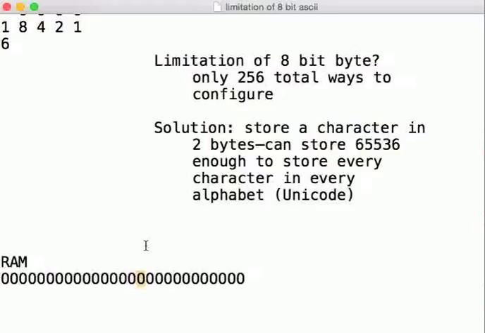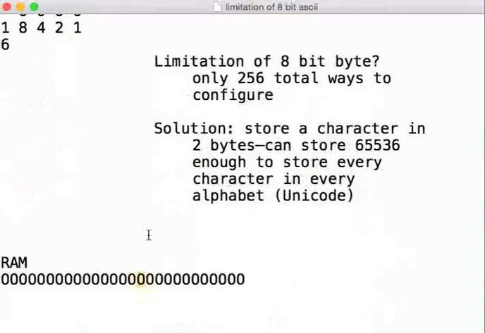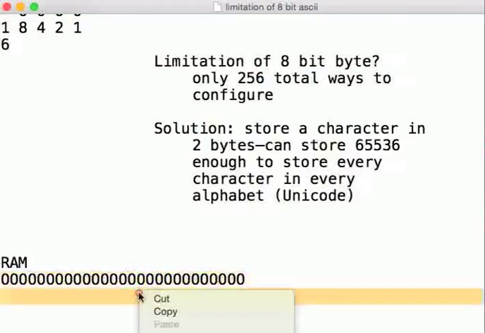Well, today, if we take all the characters known to mankind of every alphabet, of every language known, there's over 60,000 of these different characters. Well, 60,000 doesn't fit into 256. So we can't store every character in one byte. What we're going to do now is store a character in 2 bytes. So we're going to take 2 bytes to store one character.